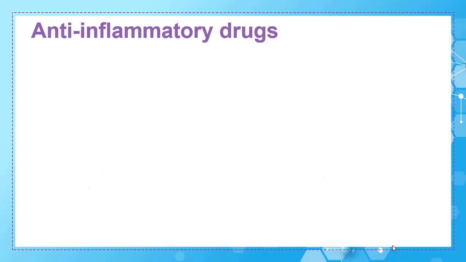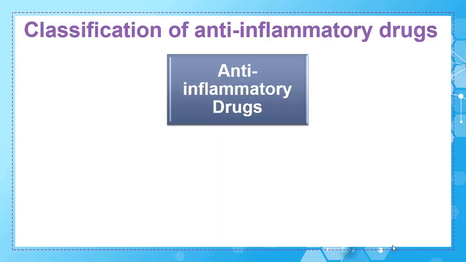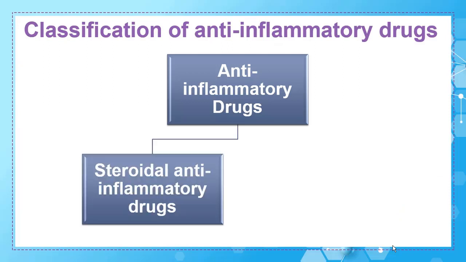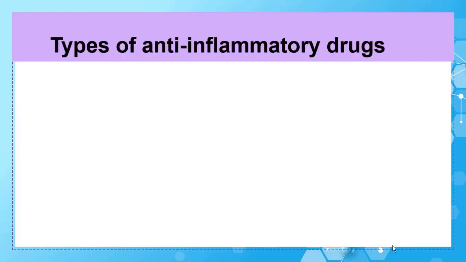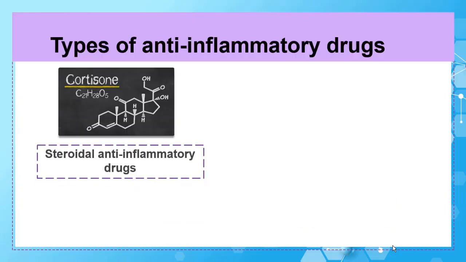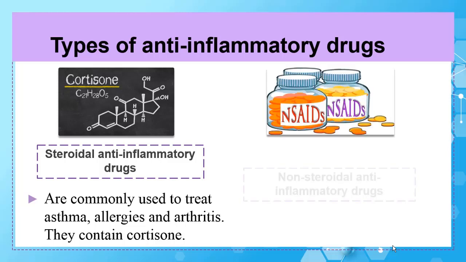To treat inflammation, we use anti-inflammatory drugs, which are substances used to reduce or eliminate inflammation. Anti-inflammatory drugs are of two types. They are classified as steroidal and non-steroidal anti-inflammatory drugs. Steroidal anti-inflammatory drugs are medicines containing cortisone, and you surely have heard about cortisone. These kinds of anti-inflammatory drugs are commonly used to treat asthma, allergies, and arthritis, which affects mainly joints.